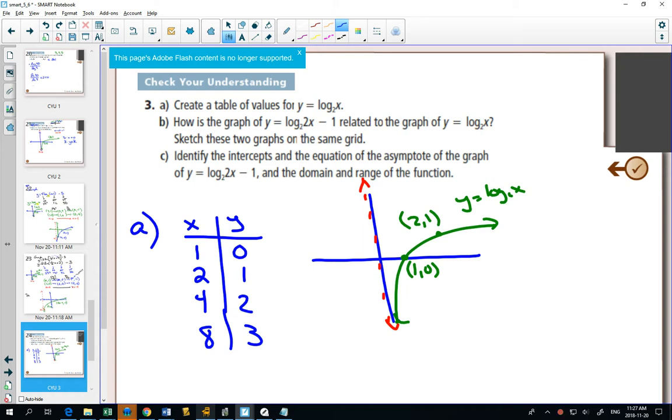(4, 2). Well, if I plug in 4 for x, I would get log base 2 of 4. And log base 2 of 4 says, find the exponent. 2 to what exponent would equal 4? It would have to be 2. So then I would know that that point is (4, 2).